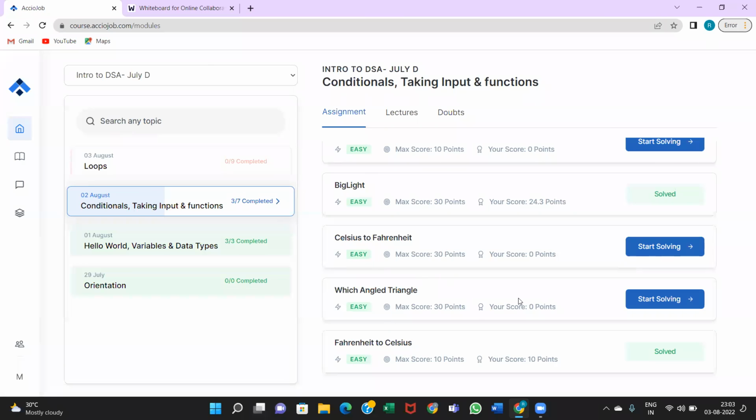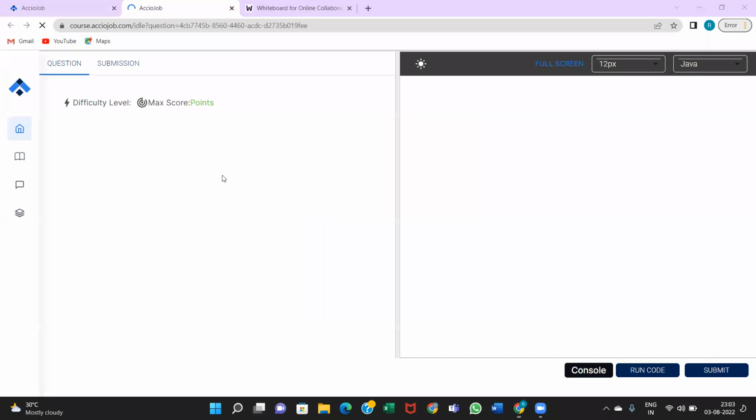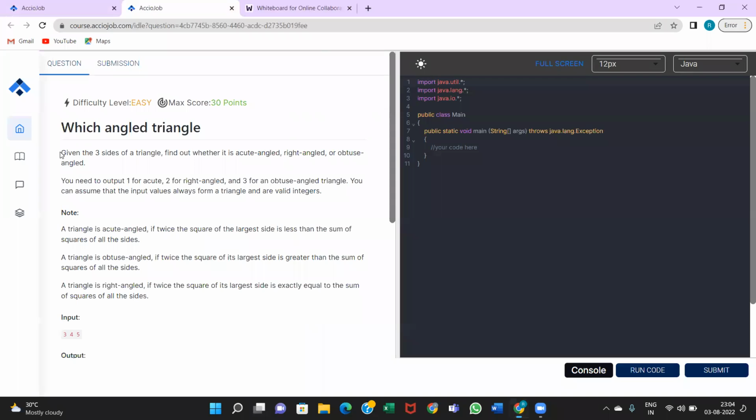You are saying angled triangle, no? Let's do this problem. You are given three sides of a triangle and you need to find out whether it is an acute angle, right angle or obtuse angle. You need to output 1 for acute, 2 for right angle, 3 for obtuse angle. You can assume that the input values always form a triangle and are valid integers.